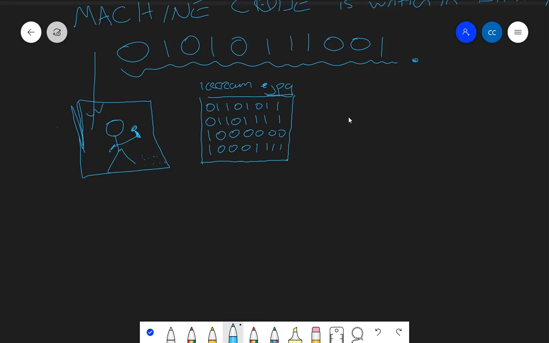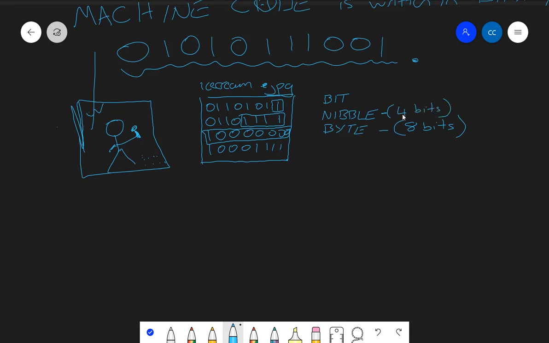So it turns out that every one of these ones and zeros is called a bit. B-I-T, that is a bit. And if you put four of these bits together, the size of that is called a nibble. And if you put eight of these bits together, that becomes a byte. Now you've probably heard of that, byte. So a byte is the same as eight bits. A nibble is the same as four bits.